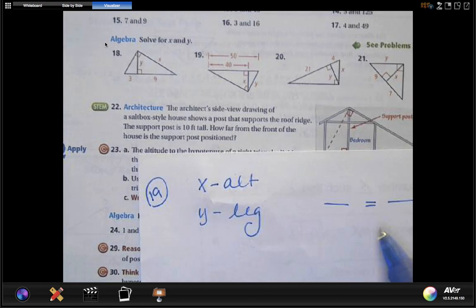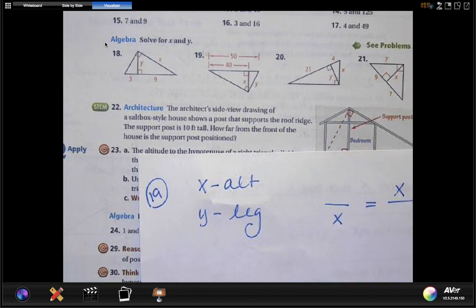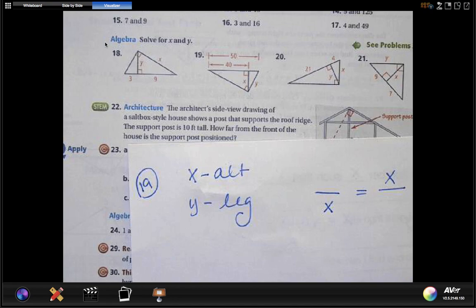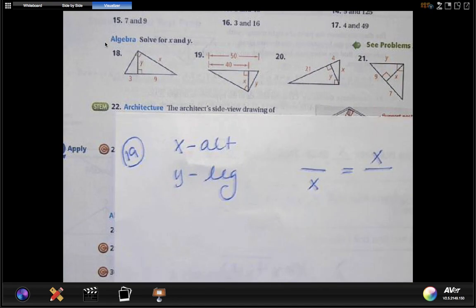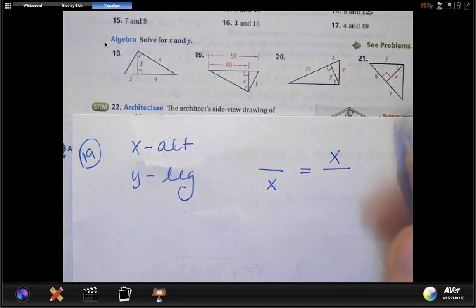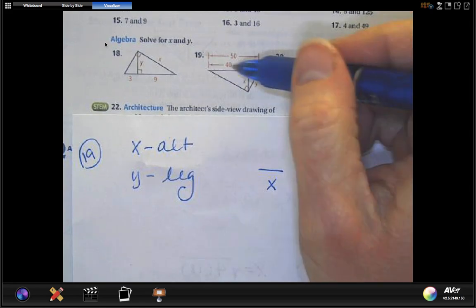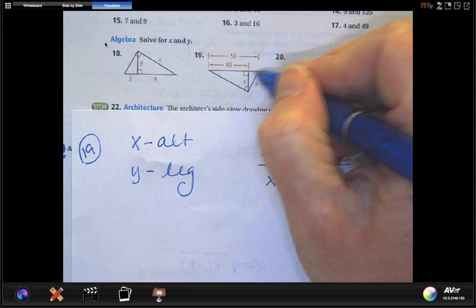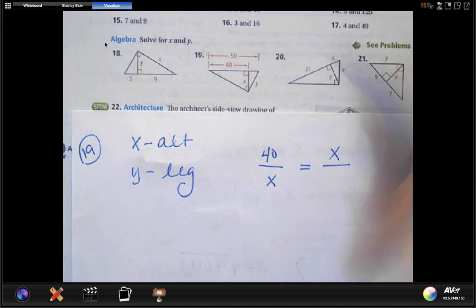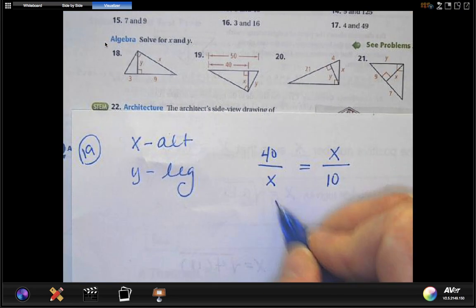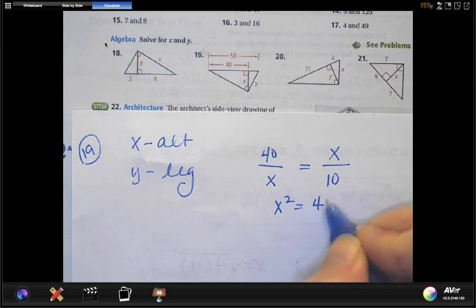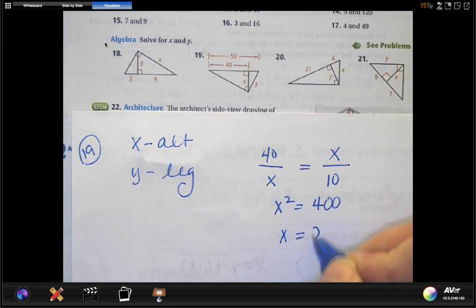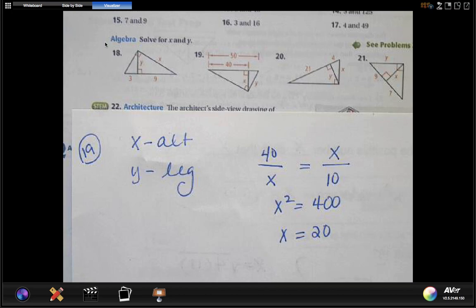The altitude is the geometric mean of the two segments of the hypotenuse. So this segment is 40. This segment right here is 10 because it's 50 minus 40. Cross multiply, x squared is equal to 400. Square root, x is equal to 20.